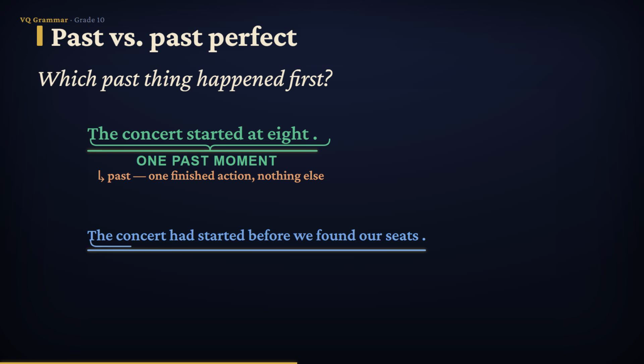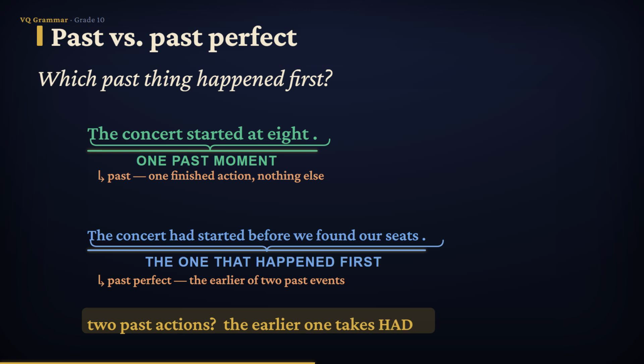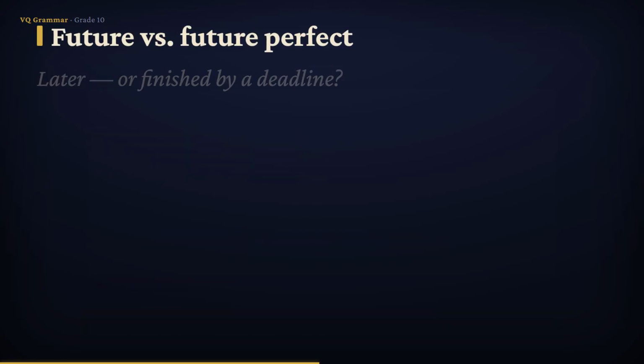Both are over, but one happened first, and the past perfect, had started, is how English marks the earlier of the 2. That's the whole job of the past perfect. It steps one rung further back. So whenever you have 2 past actions, the earlier one takes had. The last pair works exactly the same way, only forward. Sentence 1.